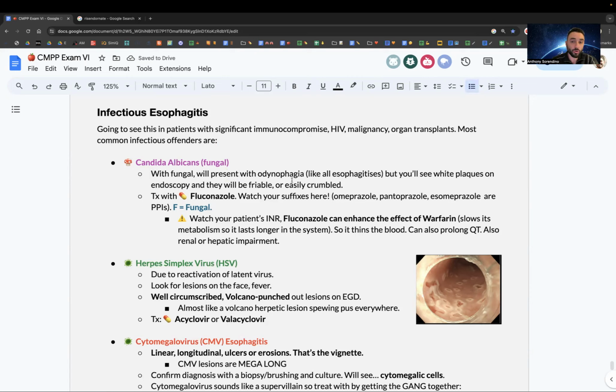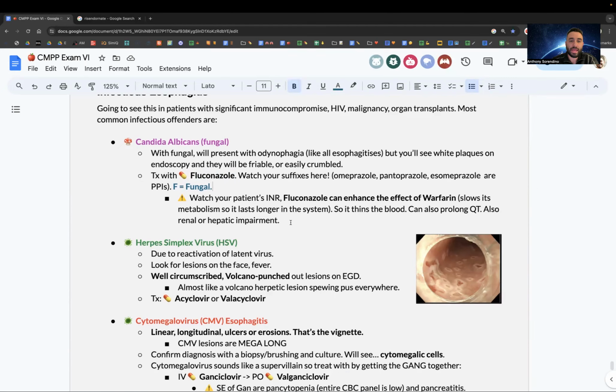Okay, so fungal, you're going to see white plaques on your endoscopy. They're going to be friable and easily crumbled. You're going to treat this with fluconazole. So again, don't get confused with the azole of the PPIs. Fluconazole, think F for fungal. And there are some things you really need to look out for here.